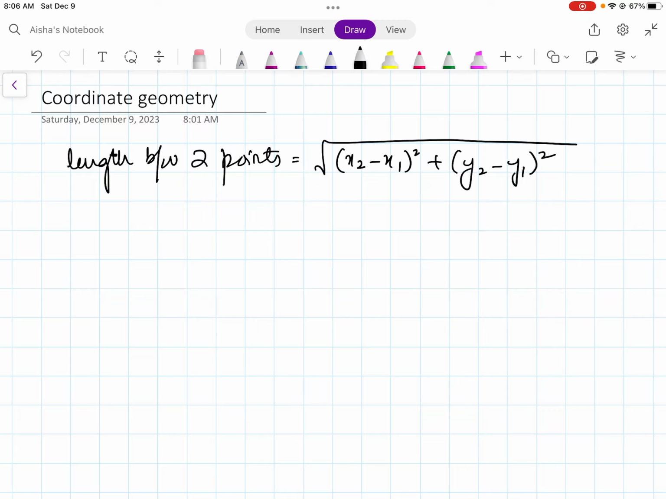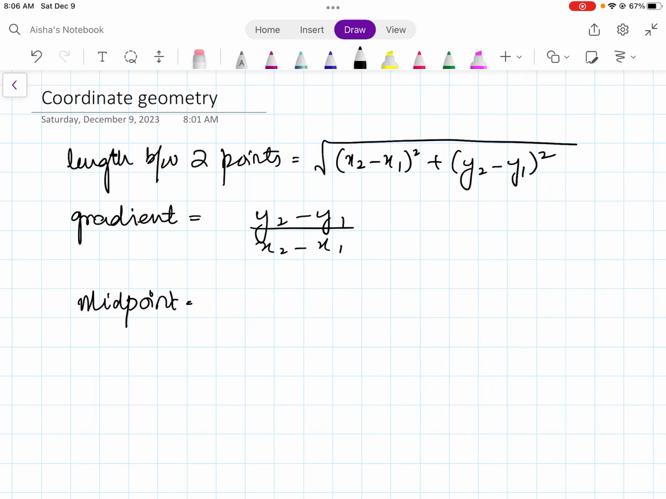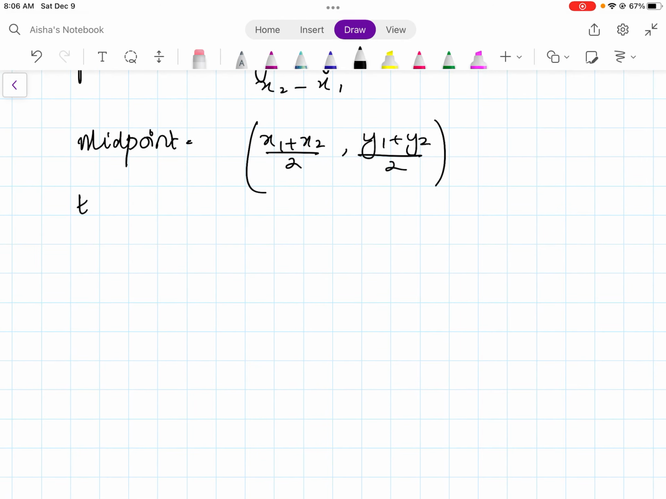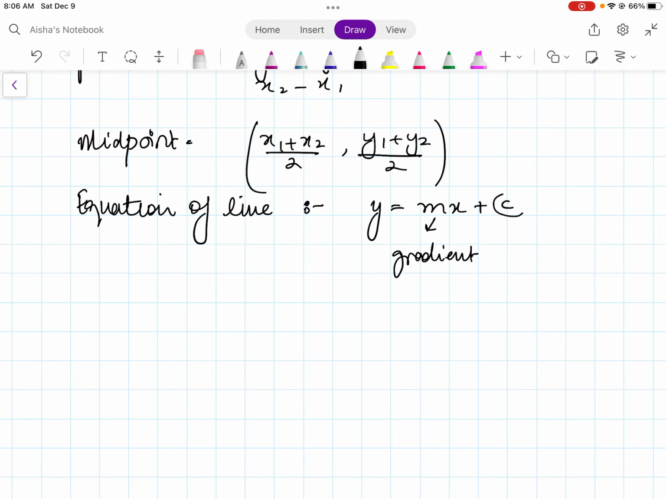Next is, how do we find out the gradient of a line? Gradient between any 2 points is y2 minus y1 upon x2 minus x1. Midpoint is x1 plus x2 upon 2, comma y1 plus y2 upon 2. Equation of line is y equals mx plus c, where m is the gradient and c is the y-intercept.